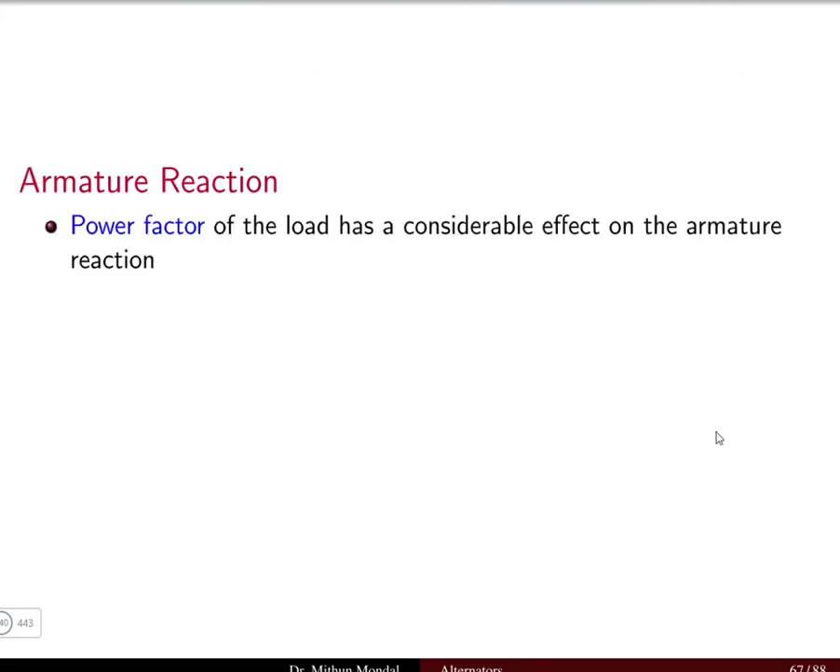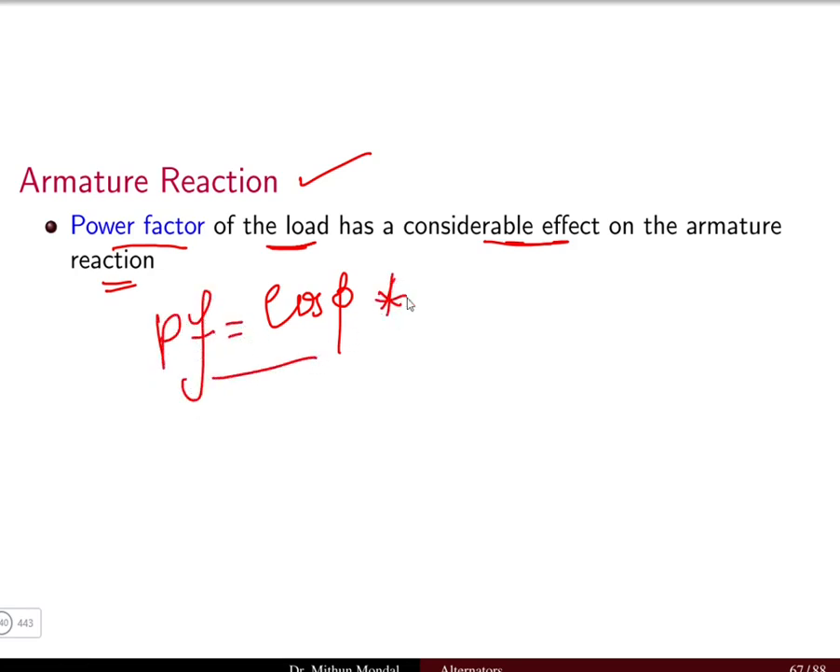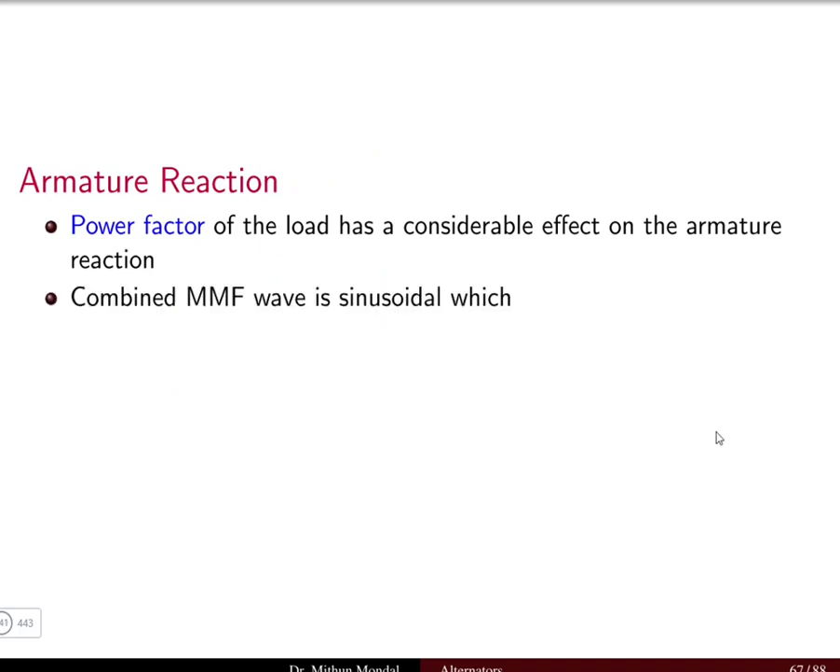So first we will discuss the armature reaction. We know that armature reaction takes place due to the effect of the main flux and the armature flux. In a DC machine we do not have the problem of power factor. Here the power factor of the load will have a considerable effect on the armature reaction. So we have to incorporate the value of cos phi in the armature reaction, which was not there in the case of a DC machine. So the combined MMF wave is sinusoidal, which will move synchronously, fixed relative to the poles.